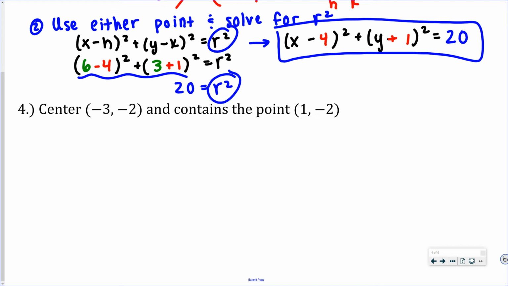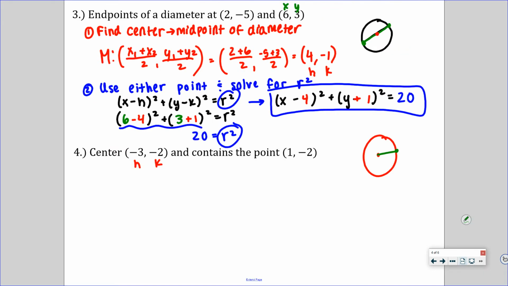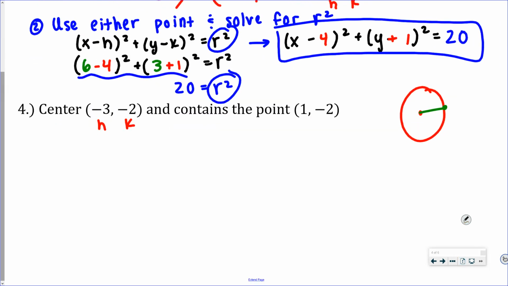Level 4. Ooh, another reason it makes these problems easier is because that's how you have to do these ones. This problem, I'm given my center, and then I'm just given a random point on my circle. They're not telling me it's part of a diameter. Now, if you were to think of this visually, center and a random point anywhere on the circle, I could still calculate the radius by using the distance formula if I wanted to. But we can do what we just did.